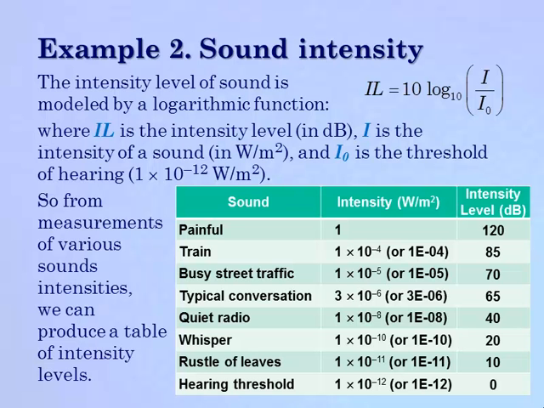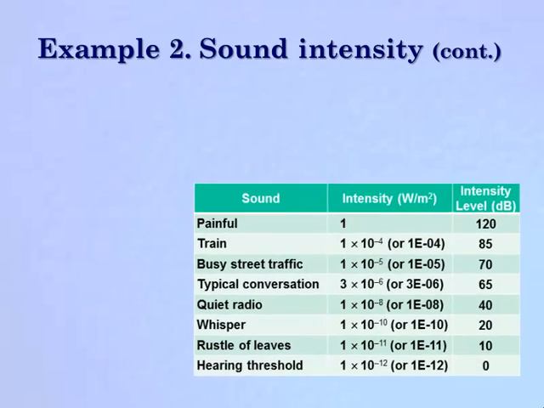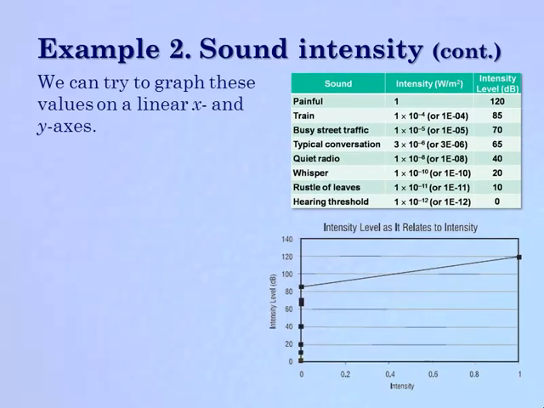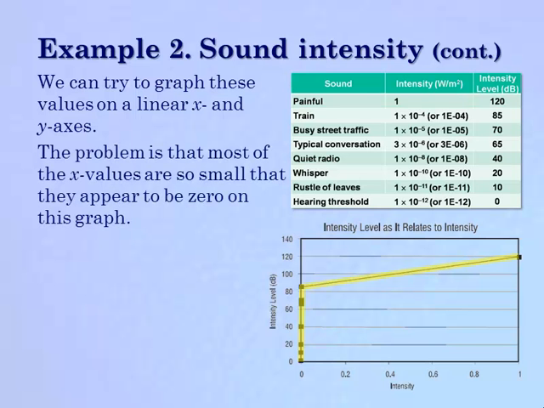So we can try to graph these values on a linear x and y axis. We can graph from 0, 0.2, 0.4, 0.6, 0.8, up to 1, our highest intensity, versus our intensity level, which is those log values. And we see here that almost all of them are right up against the axis. They're all very small until we get to the last value. And that's not a very useful graph to be able to interpret.